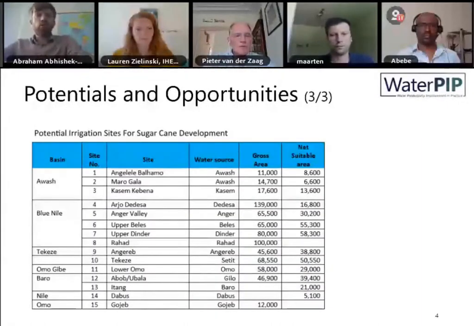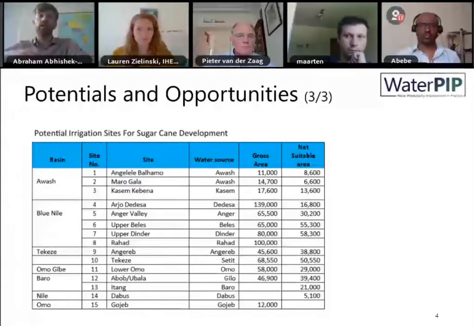This is just a quick overview of all the potential irrigation sites for sugarcane development. It's a large amount. I believe several of these have already been developed. But also, overall, you can see that it really goes into the hundred thousands of hectares in terms of suitable area.